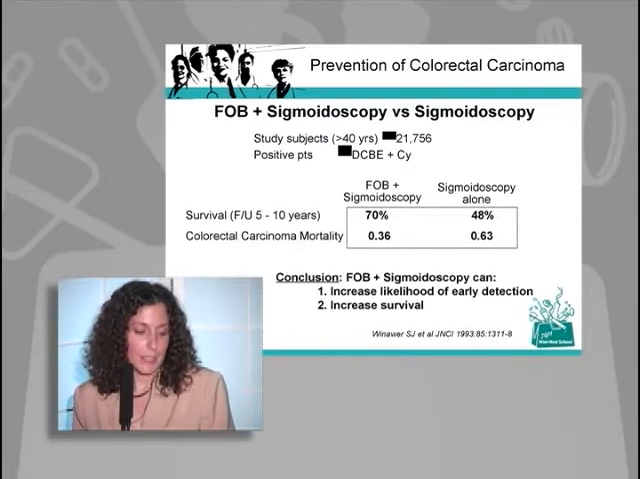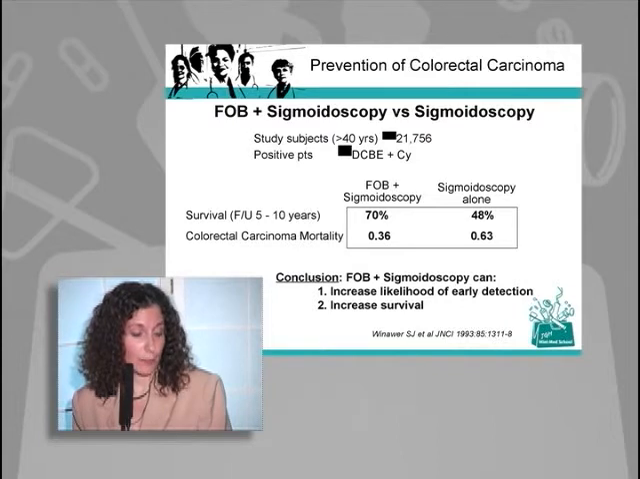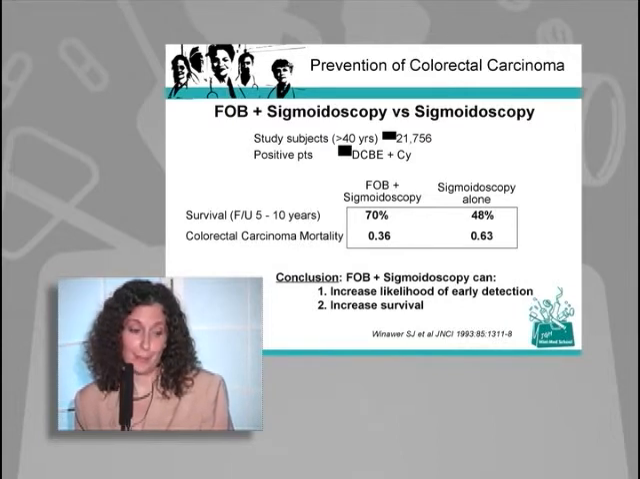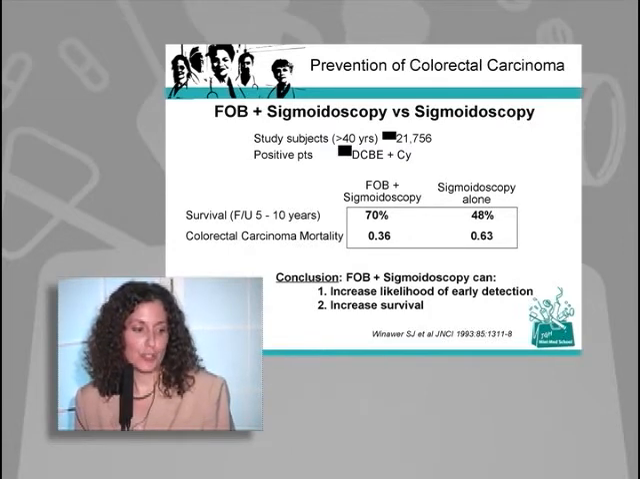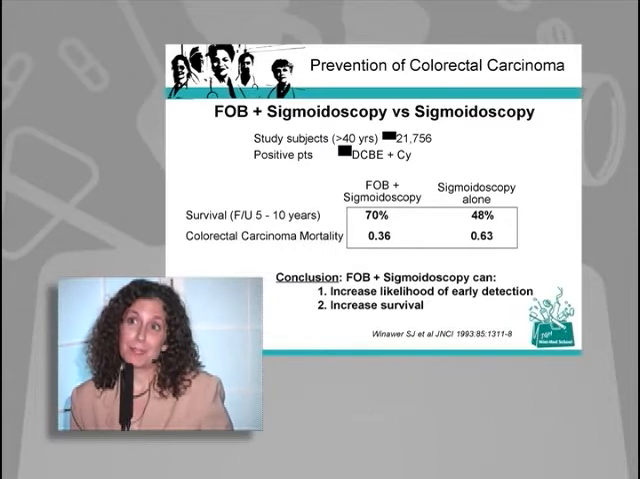So the combination of these two tests will increase the likelihood of early detection of colorectal cancer and also increase survival from it. But again, you're not really screening properly the right side of the colon. It's assumed by combining the two, the fecal occult blood test may pick up some of the right-sided pathology, but you'll still miss a lot of it.